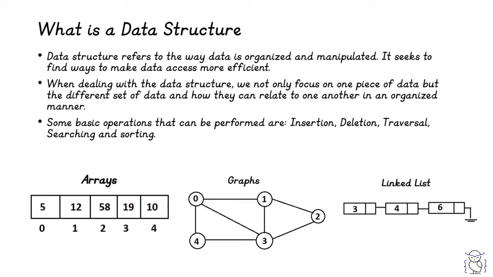When dealing with data structures, we not only focus on one piece of data, but different sets of data and how they can be related to one another in an organized manner. Some examples of data structures are arrays, graphs, and linked lists, and much more. These arrays, graphs, or linked lists act like a container to store a specific type of data.